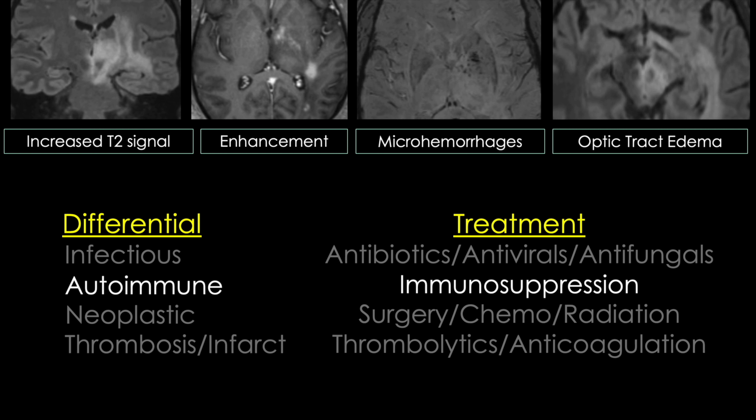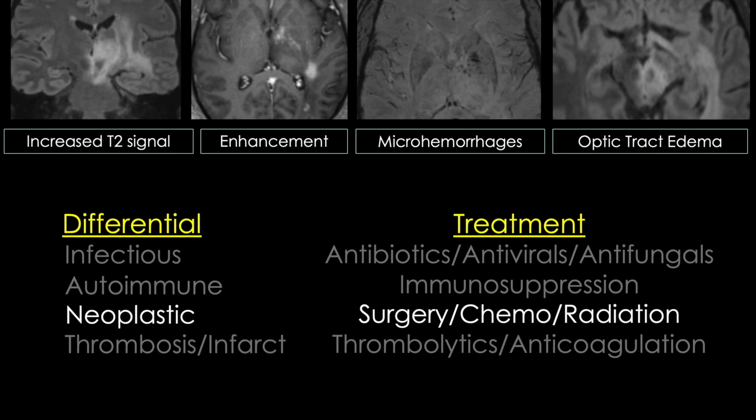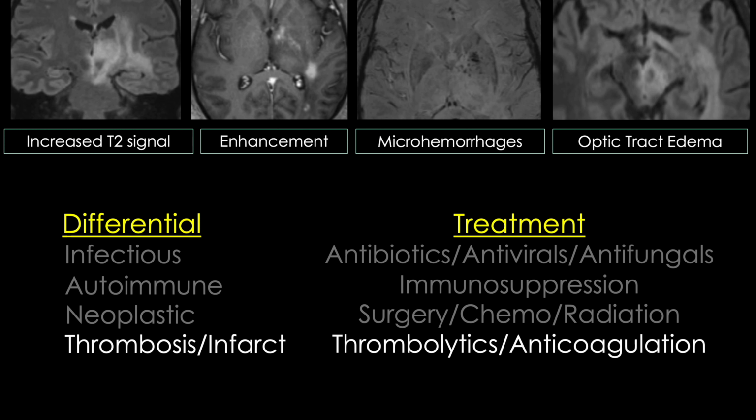Autoimmune processes will be treated by immunosuppression. If this is cancer, we usually treat with any combination of surgery, chemotherapeutics, and radiation. And if this simply turns out to be a vascular thrombosis, we treat with thrombolytics and sometimes mechanical thrombectomy if arterial, and usually anticoagulation if it's a venous thrombosis.